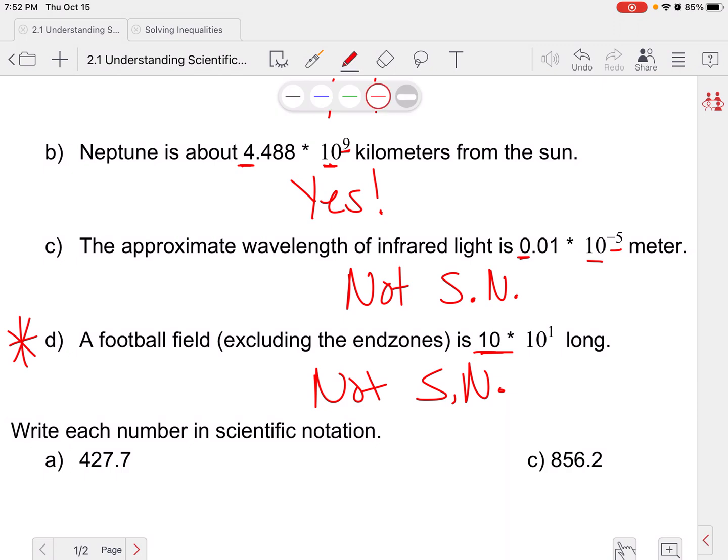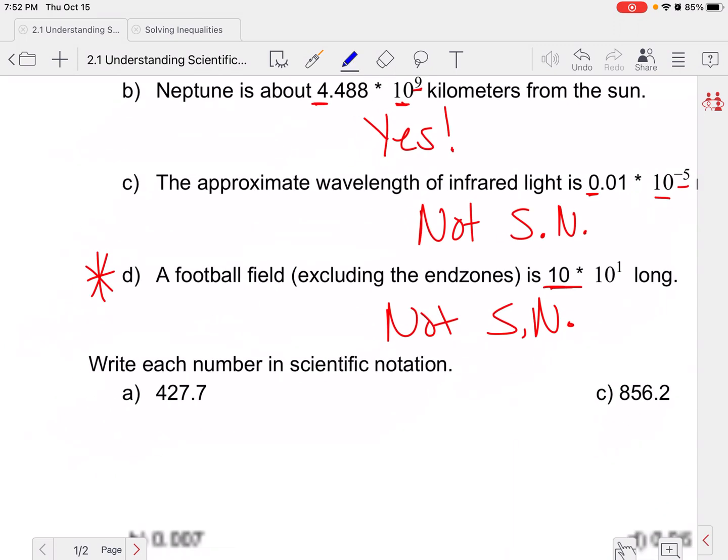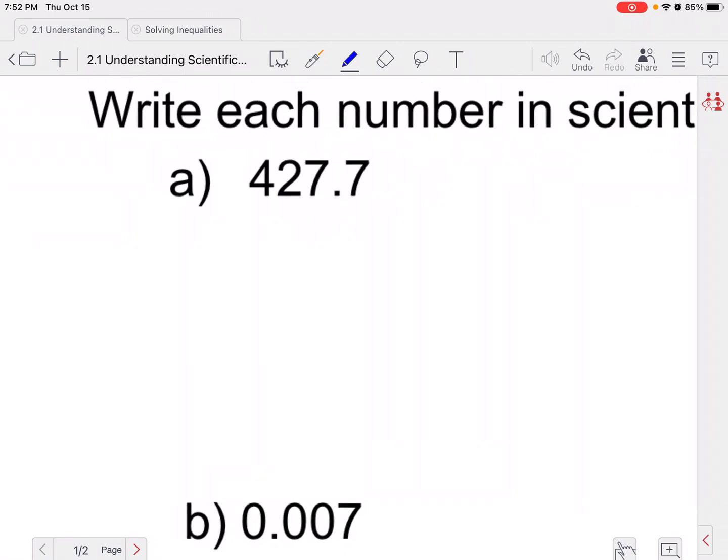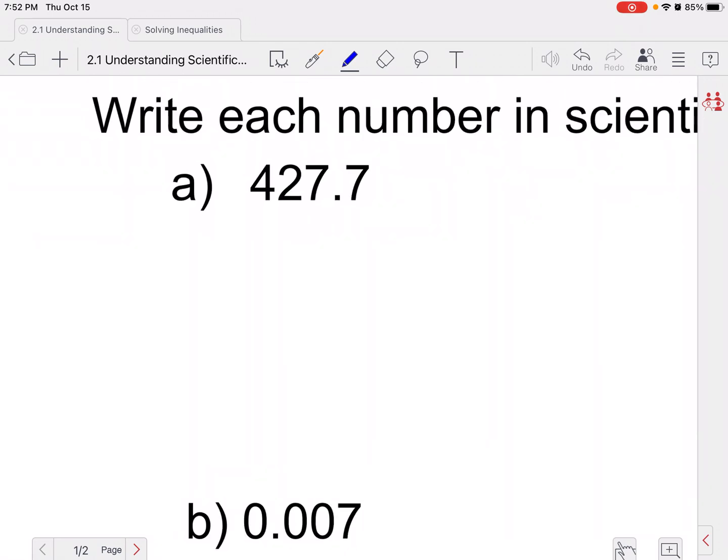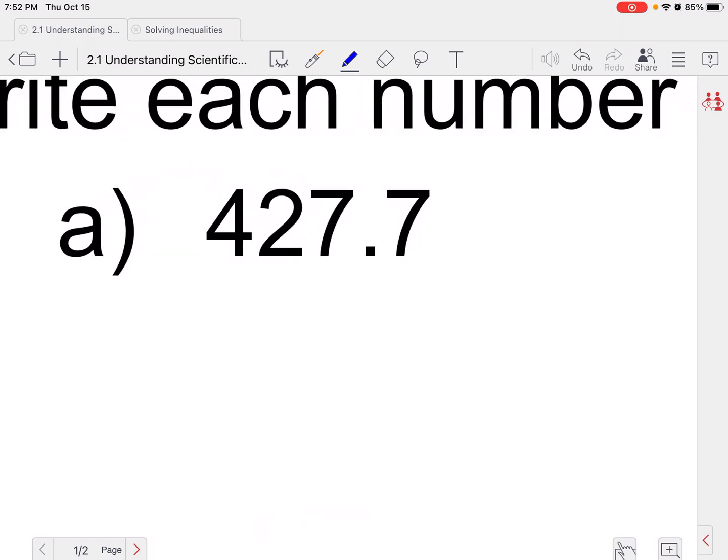Okay, so the next part is we're going to practice writing a number in scientific notation. So these numbers, 427.7, we probably wouldn't write in scientific notation normally, but we're going to practice with some smaller numbers. So we want to move the decimal place until we get the number in front of the decimal to be between 1 and 9. So right now 427 is not between 1 and 9, so I'm going to move the decimal 1 over here. But that's 42.7, that's not between 1 and 9, so I'm going to move it one more time. 4.277 would in fact be between 1 and 9.